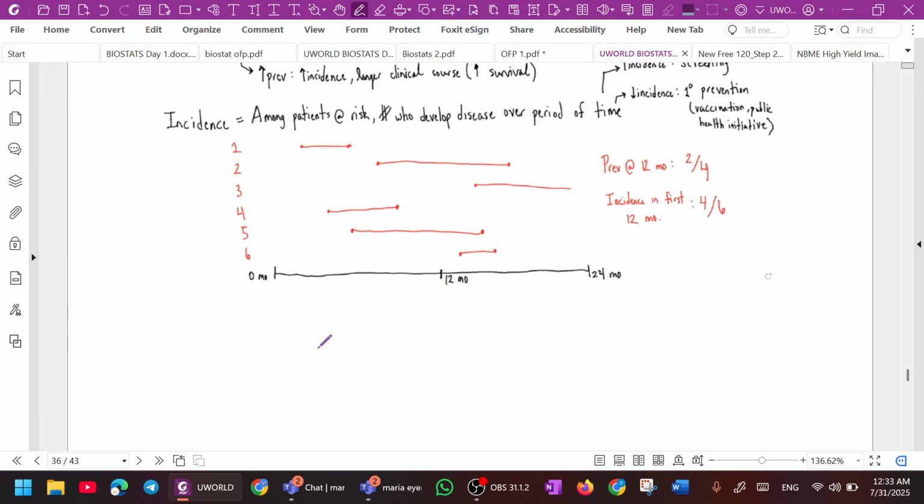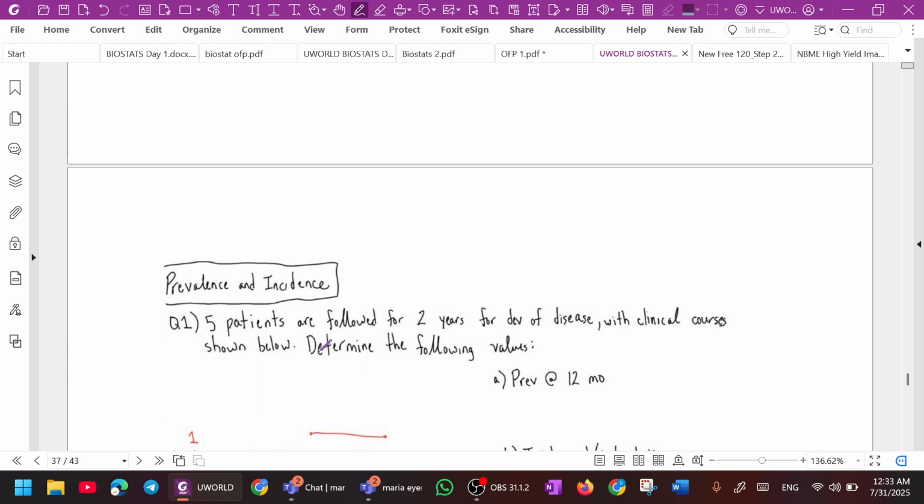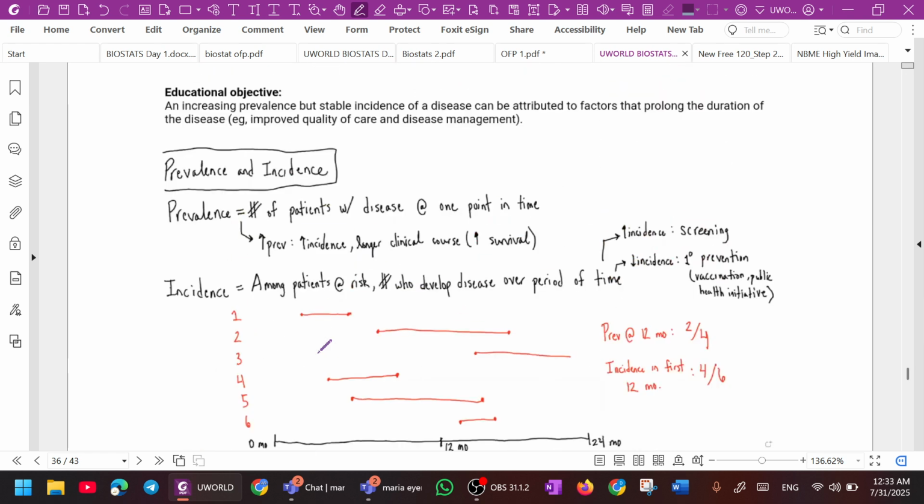This is from the video. I think it was just the definition of prevalence and incidence. Prevalence: number of patients with the disease at one point in time. And if prevalence increases, I don't know what he said about this. Incidence: among patients at risk, so people that don't have the disease yet, number of patients who develop the disease over a period of time.